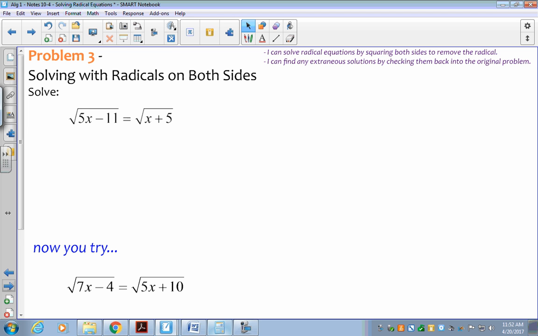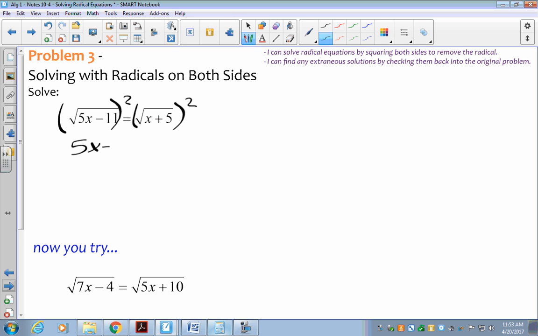All right. Radicals on both sides. So we are going to go ahead and square both sides. But we definitely are going to double check our answer here. So squaring both sides, we get rid of the square root. And now we just have a solving equations problem.